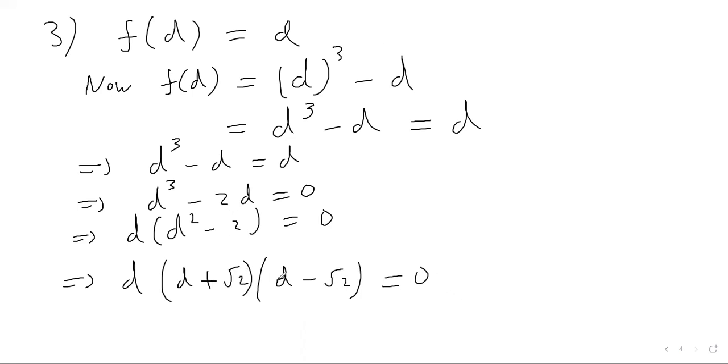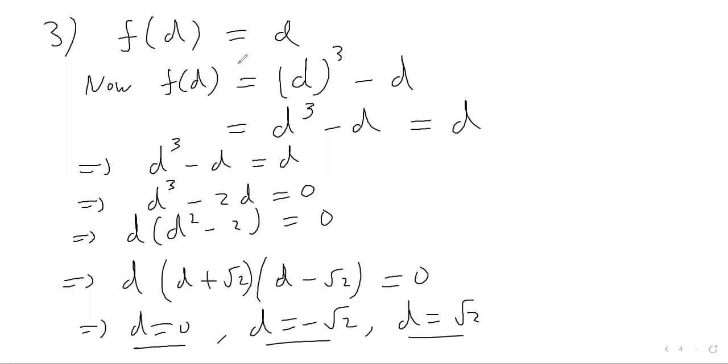And we're going to get three solutions. We get a solution at d equals 0, because if you have d equals 0 from this factor there, then you get 0 on the right hand side. You've got d equals negative root 2, and you've also got d equals positive root 2 as well. So you've got 3 solutions, 3 values of d which satisfy this equation up here.